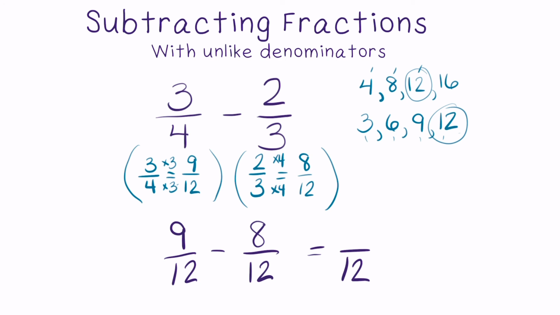Now that we've carried over the denominator of 12, we simply have to subtract across the numerators. 9 minus 8 equals 1. Our answer is 1/12. We can take this and apply it up to our original problem. 3/4 minus 2/3 is equal to 1/12.